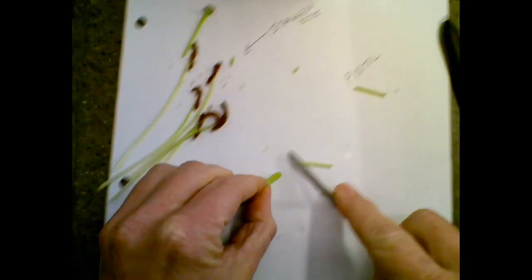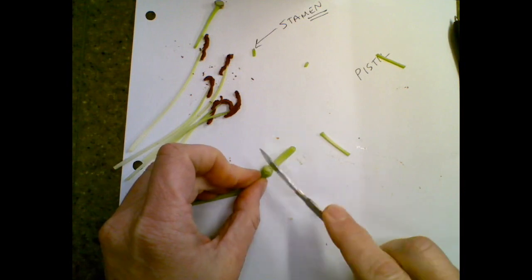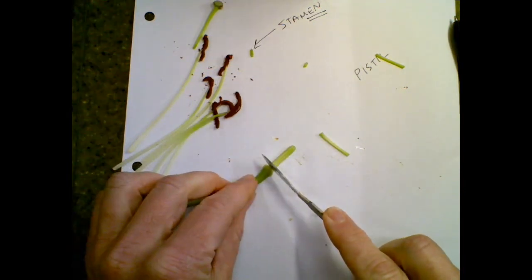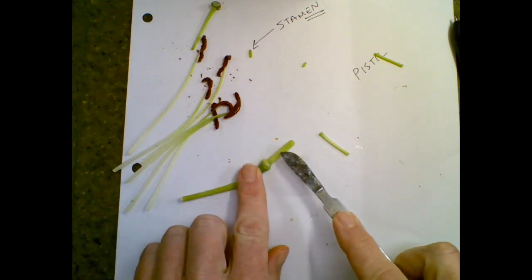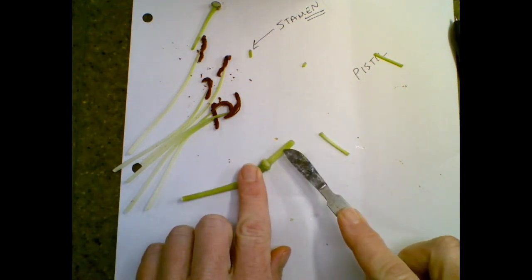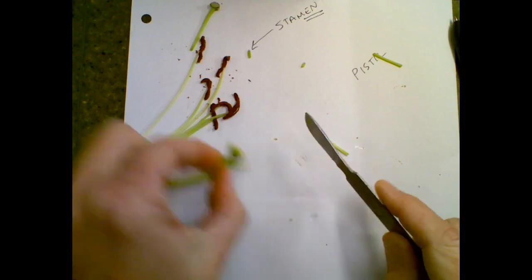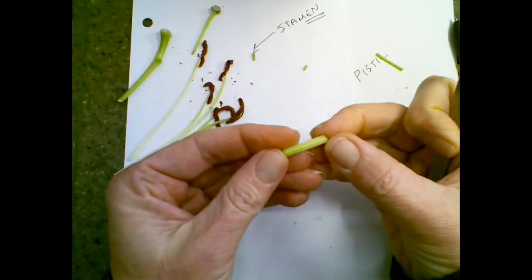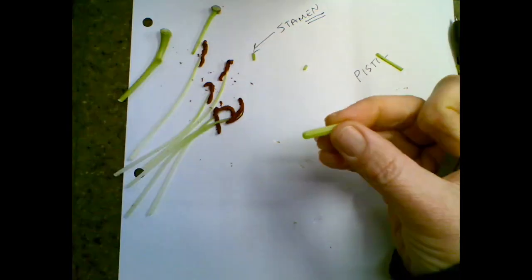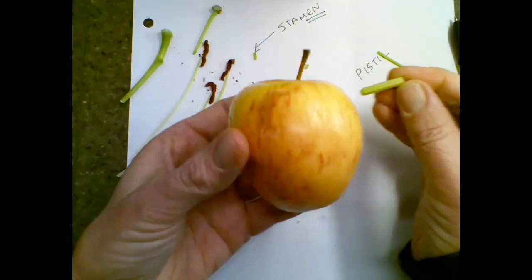So the ovary, which is this part right here, if this was an apple tree, this would turn into the fruit, this part of the flower right here, only if the sperm gets to the egg. Just cut it off. In other plants, it'll swell up and become some other sort of seed. In an apple tree, this swells up to be this.